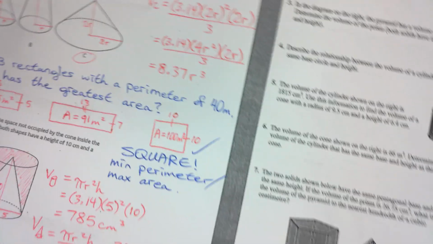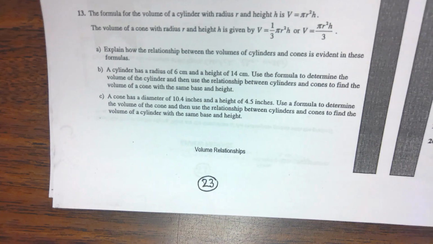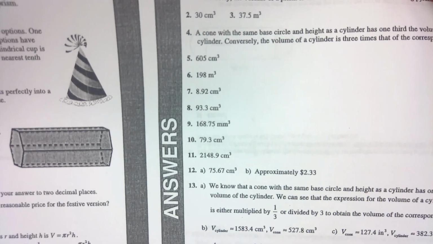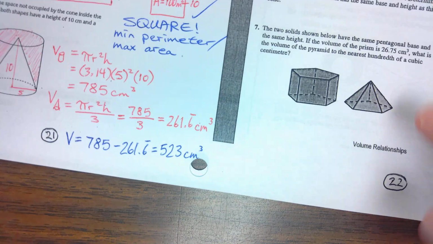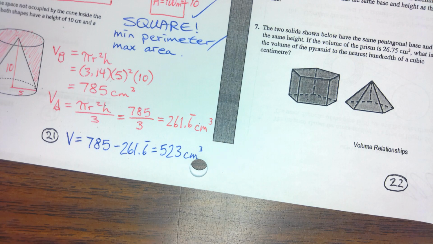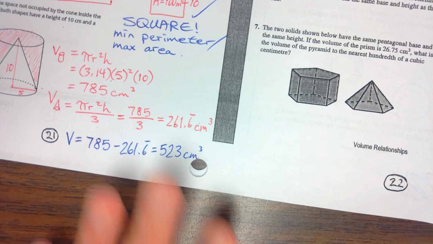Okay, so that's it. Homework for tonight, page 22 and 23. Those two pages. Answers are on page 24 for you guys to check. Thank you. You're welcome. And then tomorrow we'll start the review. Okay?